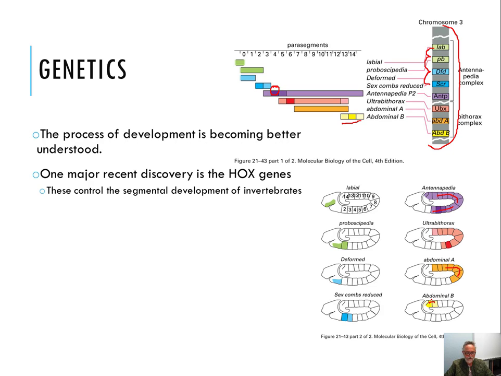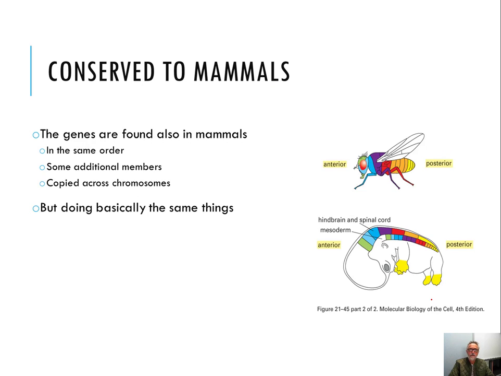What is surprising and exciting is that these self-same genes were found in mammals. The genes are so similar that you can take a fruit fly gene and put it in the right place in a mouse embryo and it will create the same structures.